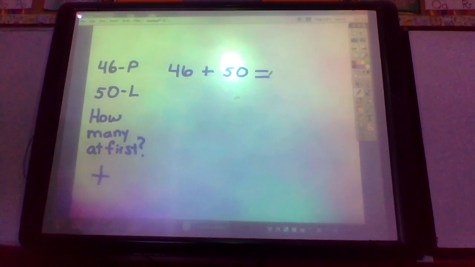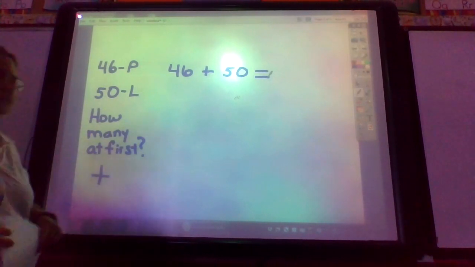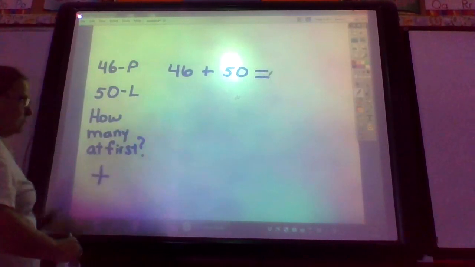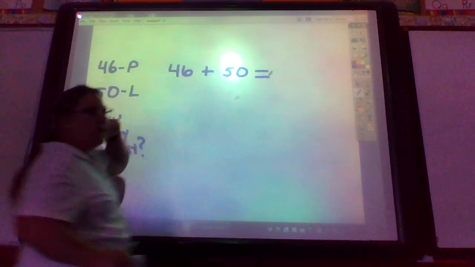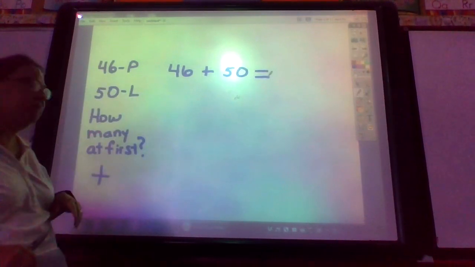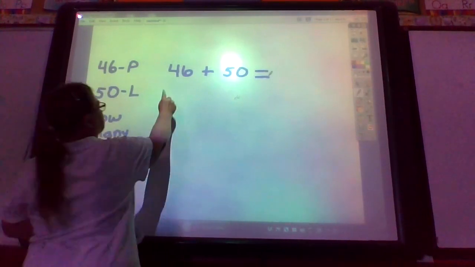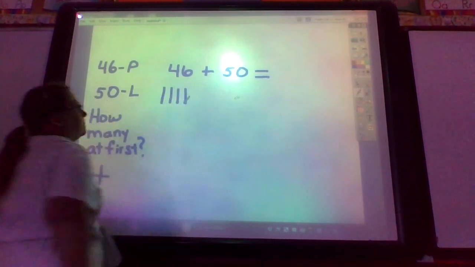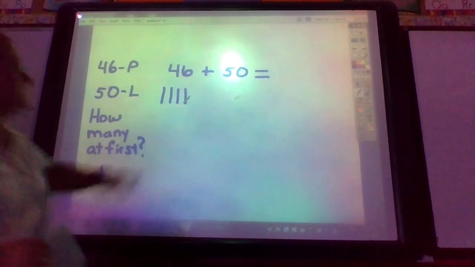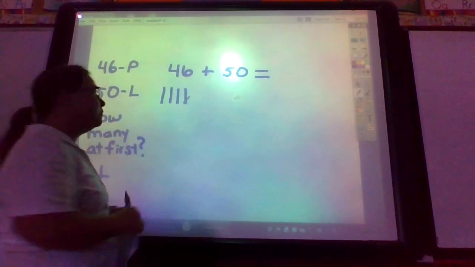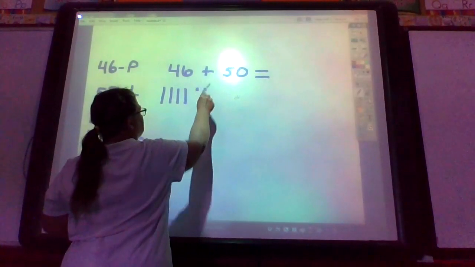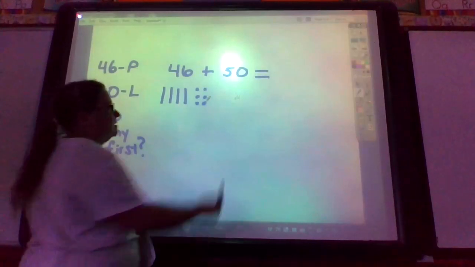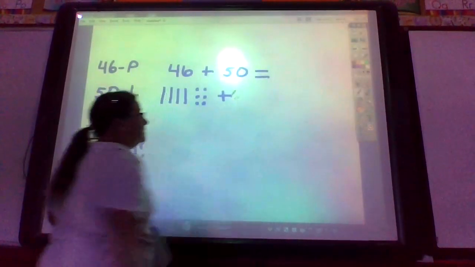46. How many tens are in 46? I don't have a hundreds number. It's just a tens number because there's just two numbers. So we have ones and tens. How many tens? Yeah, 4. We have 4 tens. 10, 20, 30, 40. Okay, how many ones? This is my ones number. We have 6 ones. 1, 2, 3, 4, 5, 6. Okay, plus, because we're going to add them together.